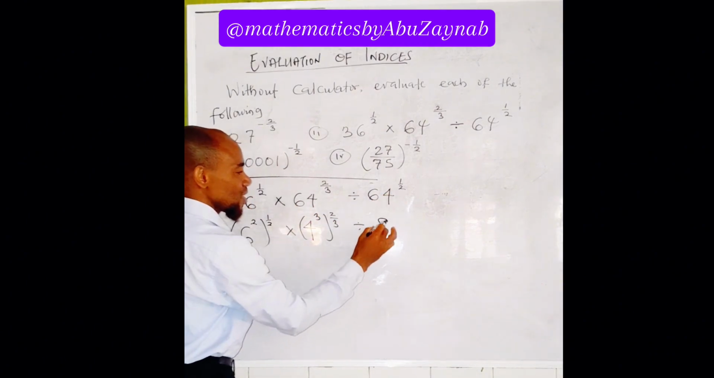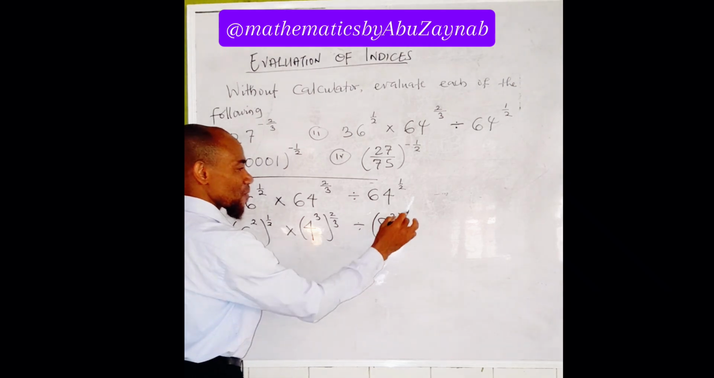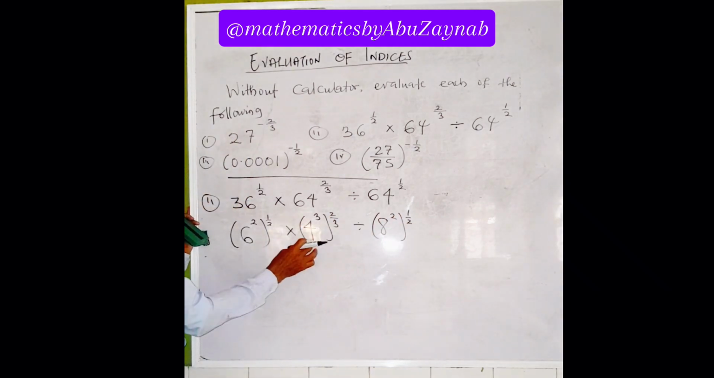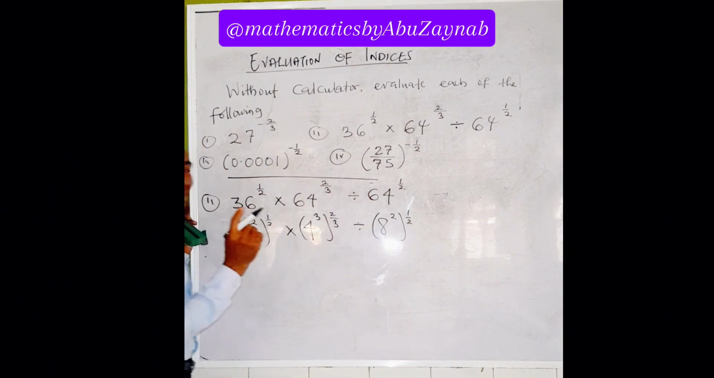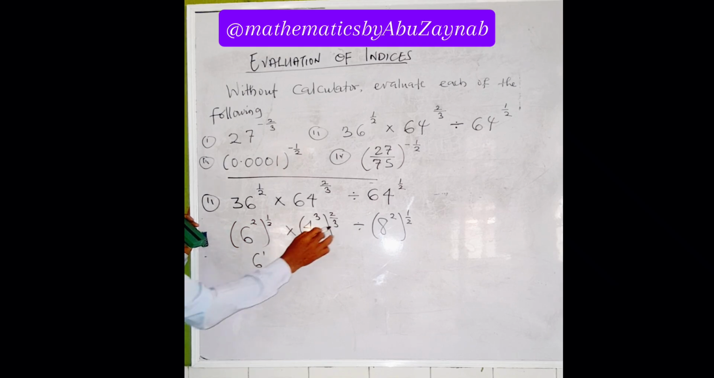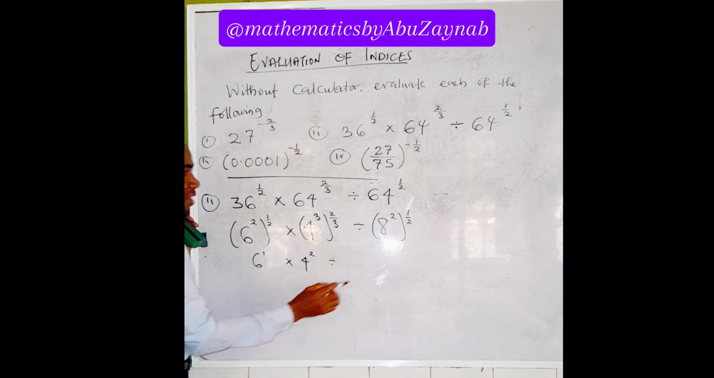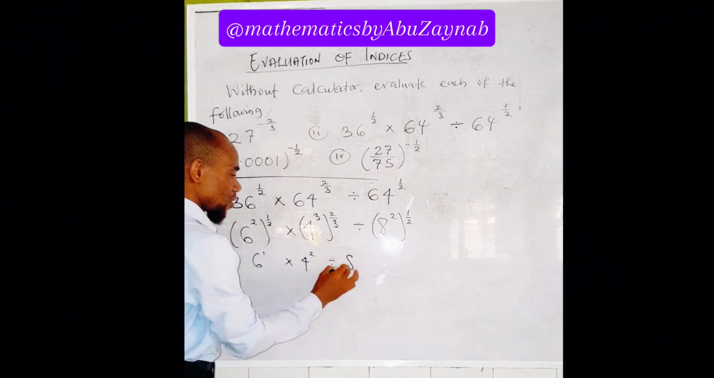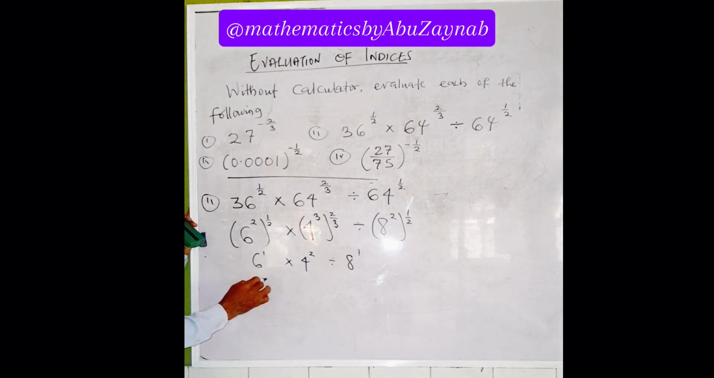And so we're going to use 8 power 2, which is still 64. So what informs what we use is the denominator. That's the essence. So here 2 cancels 2, we're going to have just ordinary 6 times 3 cancels 3, we're going to have 4 power 2 divided by 2 cancels 2, we're going to have 8 power 1. And that's all. Hence, we are going to have 6 times 16 divided by 8.